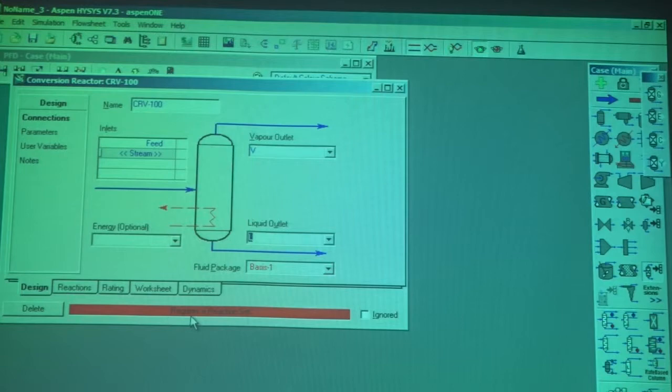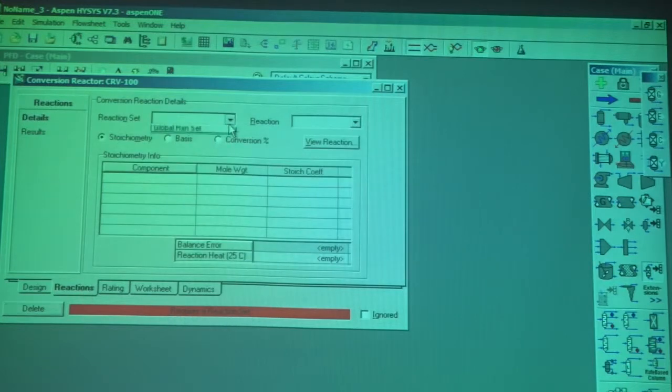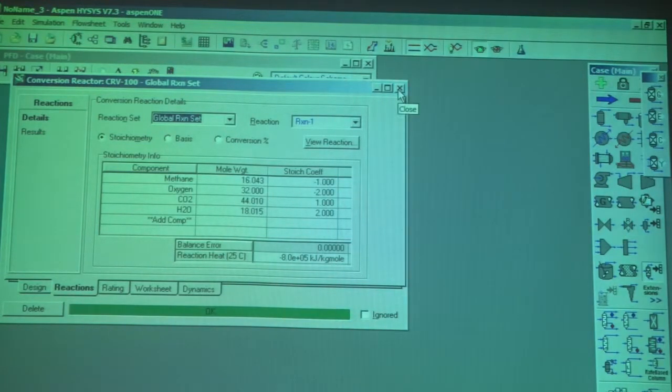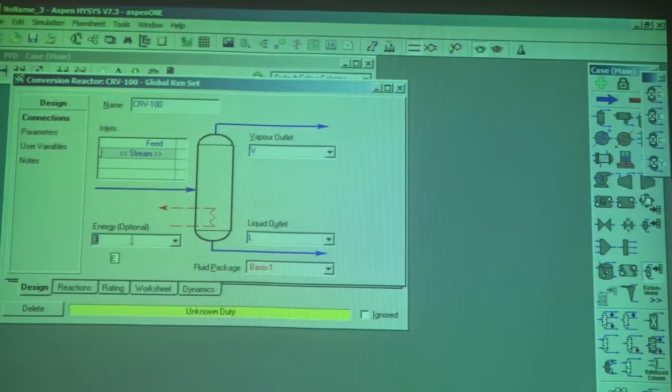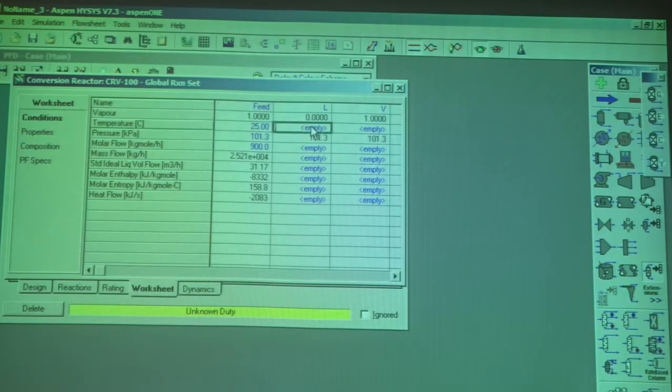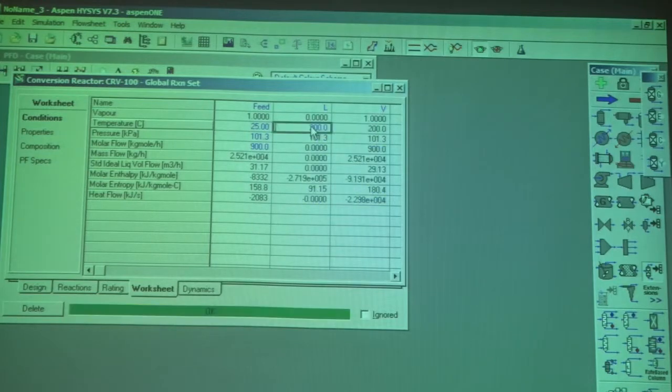HYSYS requires us to enter a reaction set. We go to reaction and we choose a reaction set. So now this is okay. The energy stream, we choose an energy stream E, and it tells us that we have unknown duty. So we go to worksheet and we specify an exit temperature of 200 degrees Celsius. Now the reactor has converged.